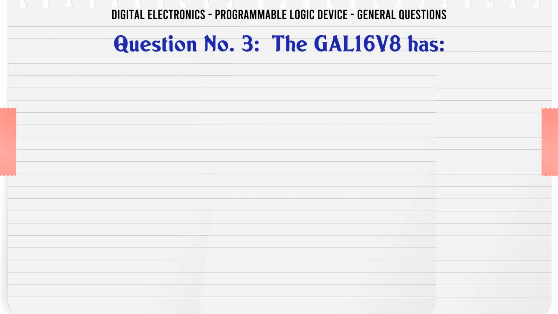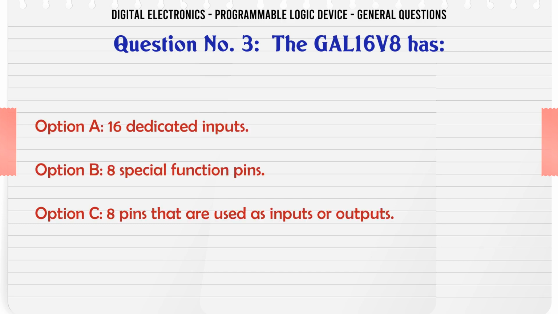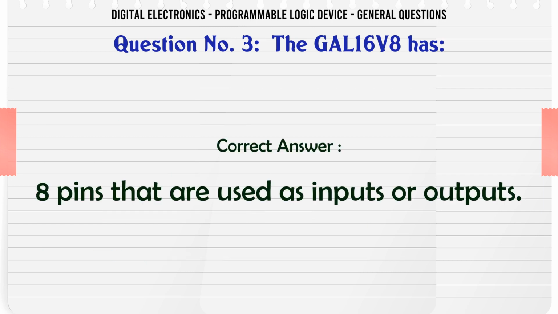The GAL16V8 has: A. 16 dedicated inputs, B. 8 special function pins, C. 8 pins that are used as inputs or outputs, D. all of the above. The correct answer is: 8 pins that are used as inputs or outputs.